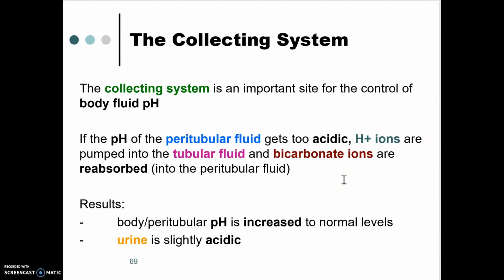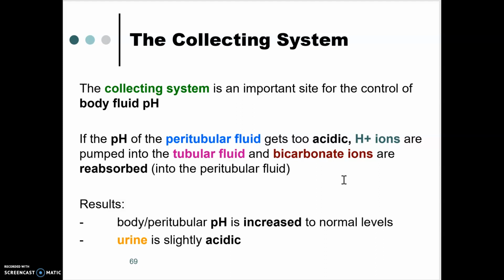Now, the collecting system, the collecting tubules, is an important site for controlling the body fluid pH. Because as we all talked about with enzyme function and things like that, it needs to have a narrow range of pH, so it's important to maintain body fluid at a constant level.